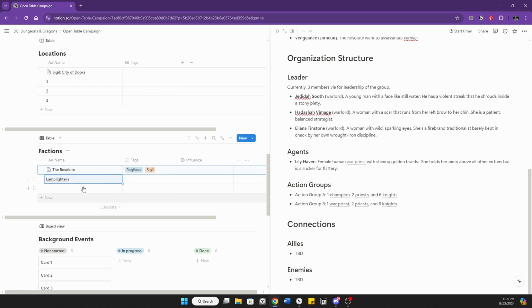All right. And so for each faction, I'm going to add them to this factions table that I built out here. And we'll talk more about what goes in that table in a minute here. But each faction gets a page just like this in this Notion document. So the Lamplighters are an ally of the Resolute. Then we have, as we mentioned before, the Inkblot Angels.